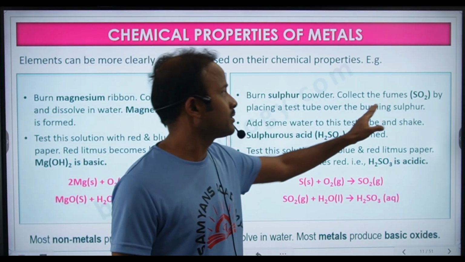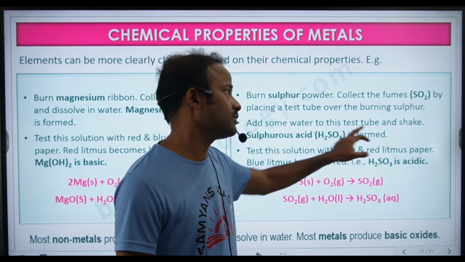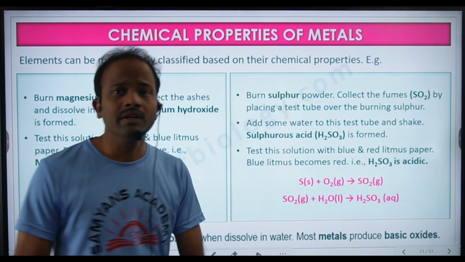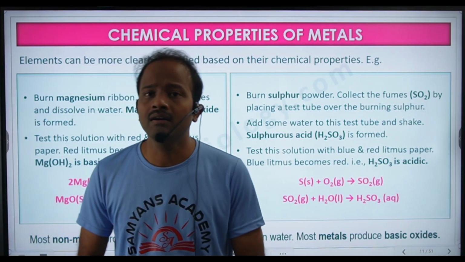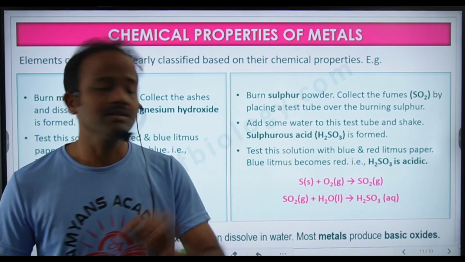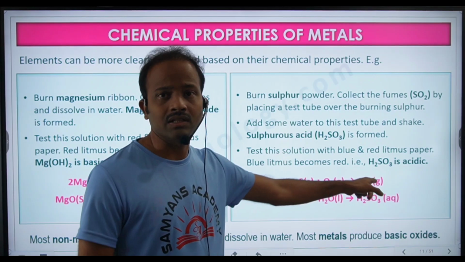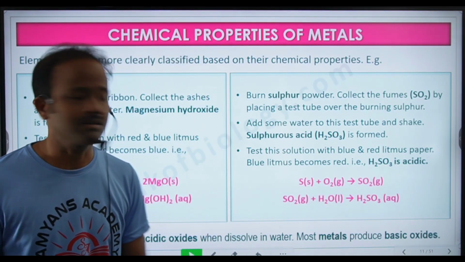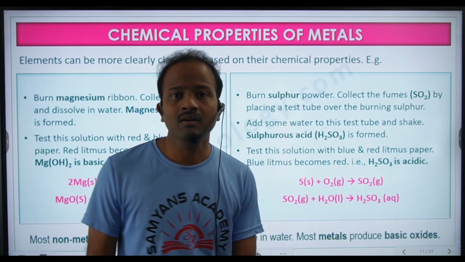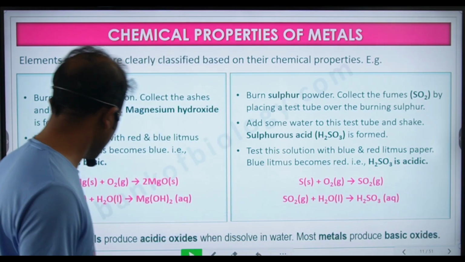So burn the sulfur powder, collect the fumes of sulfur dioxide by placing a test tube over the burning sulfur, add some water into the test tube and shake it, then sulfurous acid is formed. Then how do you test whether it is an acid or not? By taking blue litmus paper. When blue litmus paper turns red, that means it is an acid, right? Now when sulfur burns with oxygen, it gives sulfur dioxide gas. When this sulfur dioxide dissolves in water, it forms the acid, that is sulfurous acid, right?